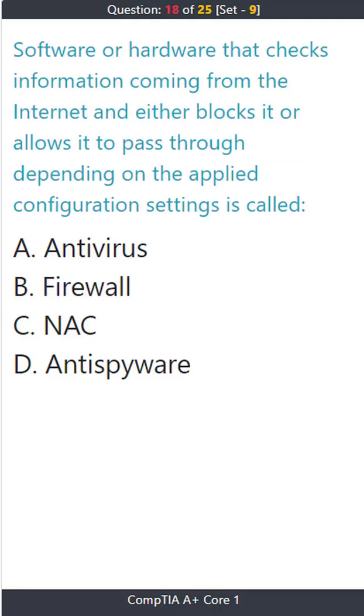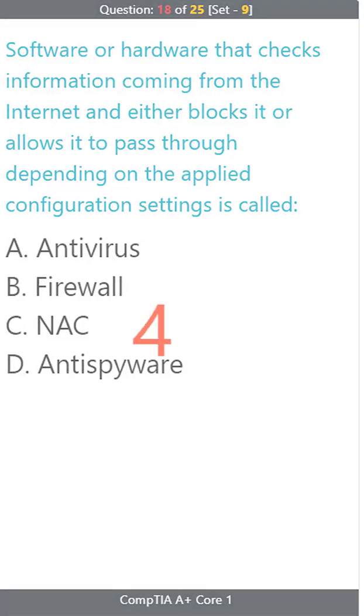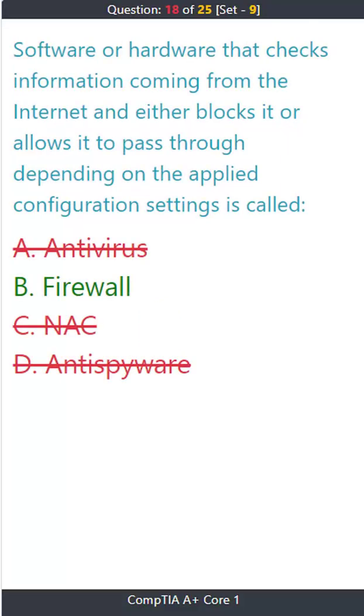Question 18. Software or hardware that checks information coming from the internet and either blocks it or allows it to pass through depending on the applied configuration settings is called A. Antivirus, B. Firewall, C. NAC, D. Anti-spyware. The correct answer is B. Firewall.